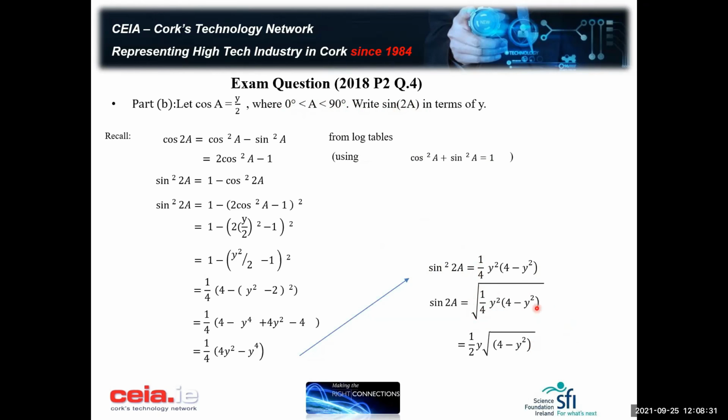You can simplify this slightly if you want by noting that 1/4 y squared, you can take that out of the square root and say 1/2 y. But you need to leave the 4 minus y squared inside the square root. So, as I say, this is a brute force approach. There is a more elegant solution if you spot it.